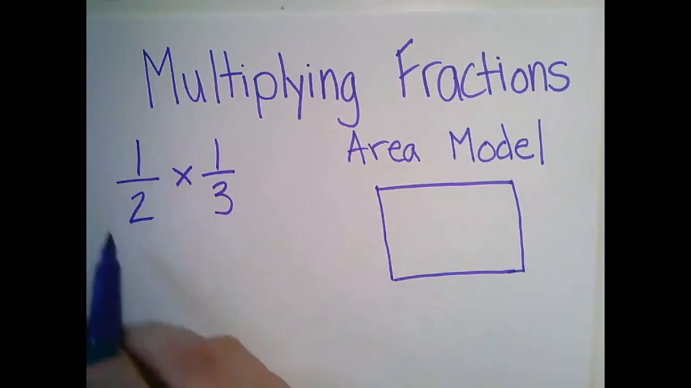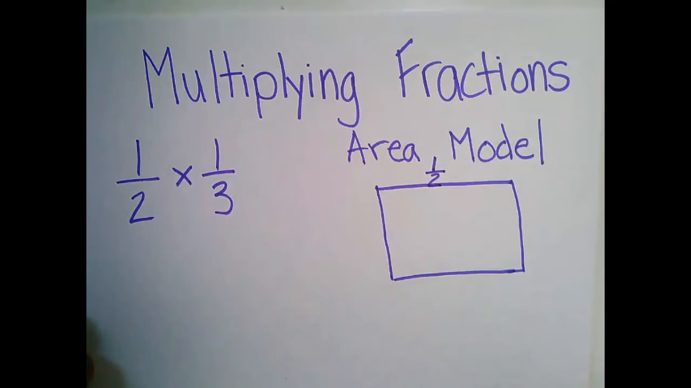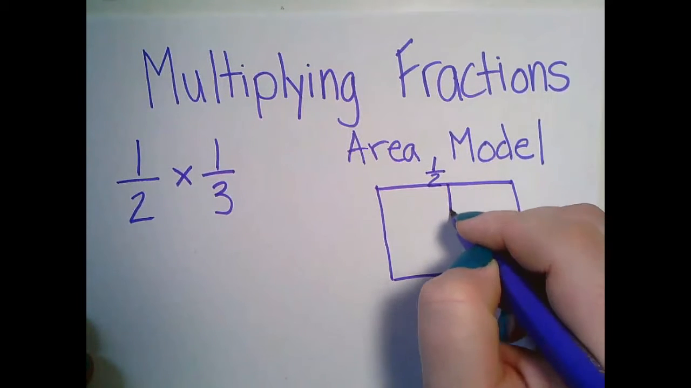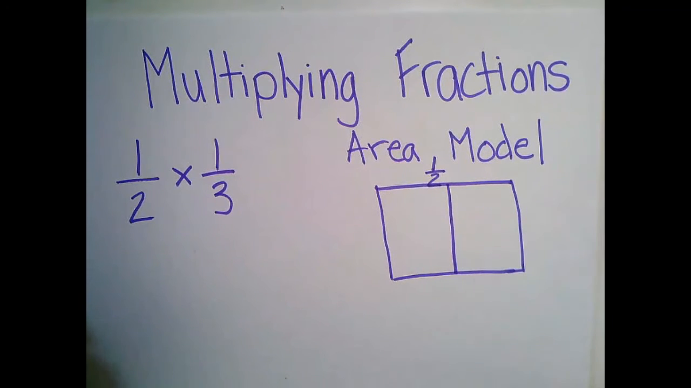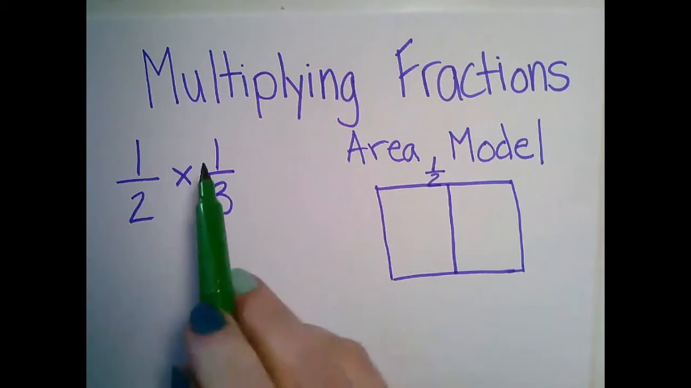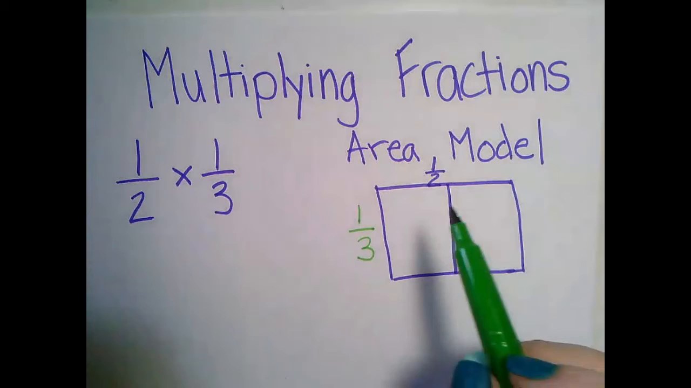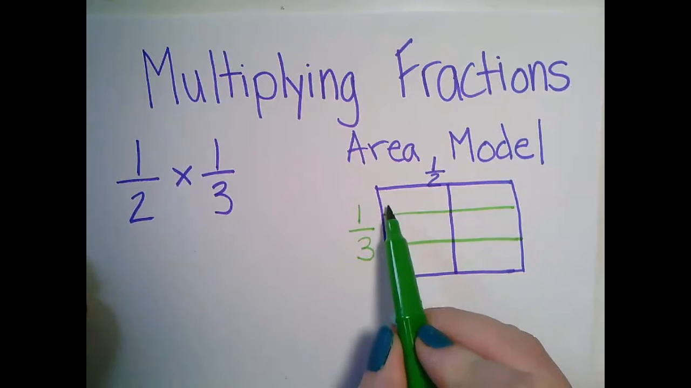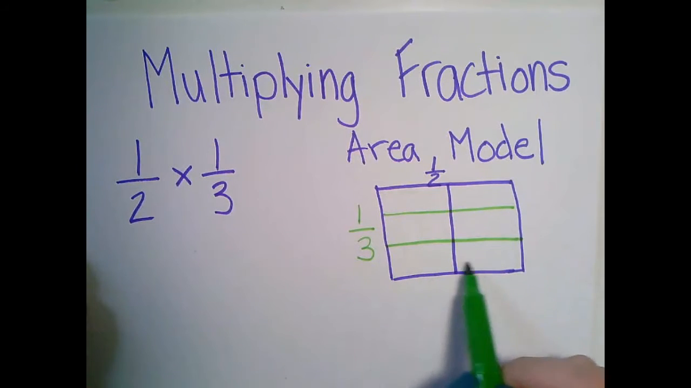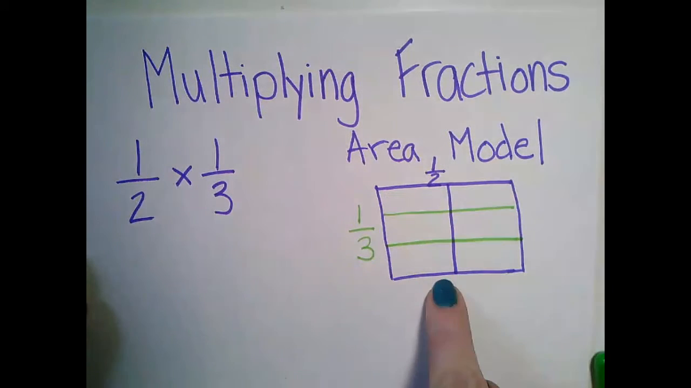And if you look, our first fraction is 1/2. So on the top, I'm going to write 1/2. And I'm going to divide my square into two pieces, into halves. 1/2 and 1/2. Our next number is 1/3. So on this side of our area model, I'm going to write 1/3 and actually divide our square into thirds. 1/3, 1/3, 1/3. If you look, I now have a total of 6 pieces inside of my area model.